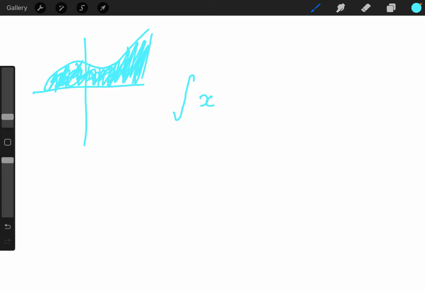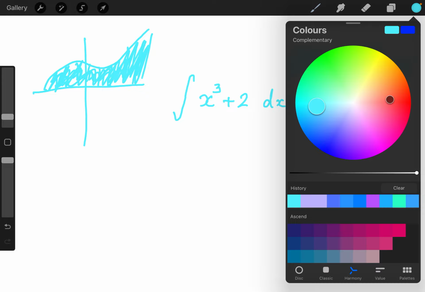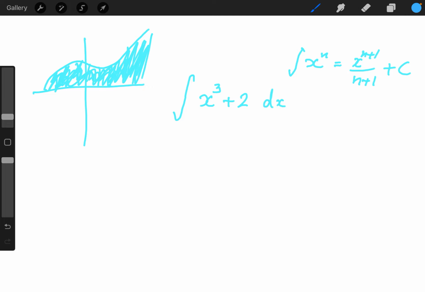Let's do x cubed plus 2 dx. So I'm going to find the integral of this. Alright, remember, you've got the integral for x to the n is equal to x to the n plus 1 over n plus 1 plus c. Alright, plus c, remember please. Alright, so x to the 3 plus 1 over 3 plus 1.